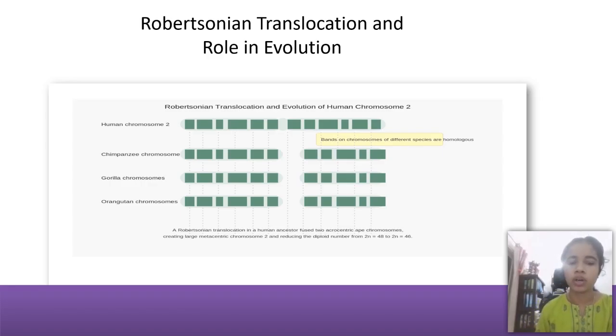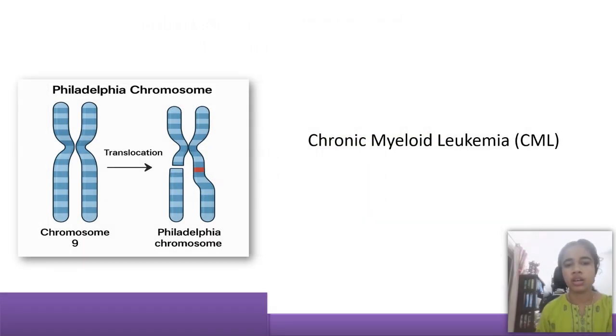Now moving on to one of the conditions or disorders that is caused by translocation, primarily reciprocal translocation: chronic myeloid leukemia. So here, what happens? The bone marrow, you can imagine, is like a factory. It makes blood cells, and normally it follows a rule book, producing just the right number of white blood cells to defend the body.